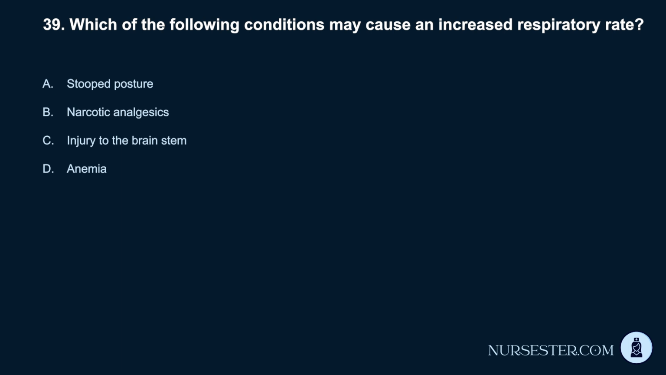39. Which of the following conditions may cause an increased respiratory rate? A. Stooped posture. B. Narcotic analgesics. C. Injury to the brain stem. D. Anemia.